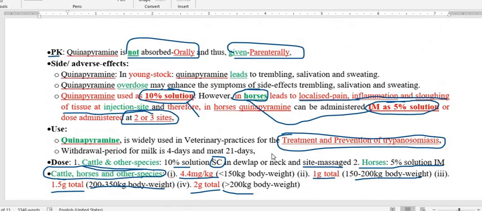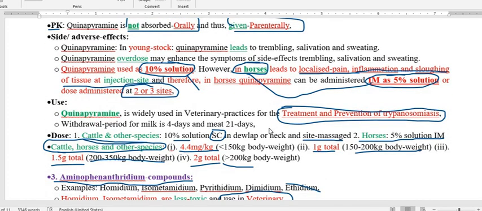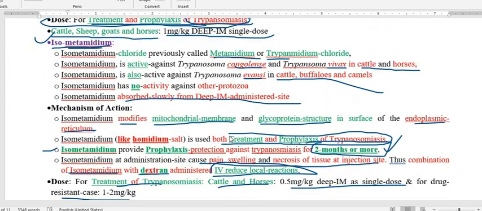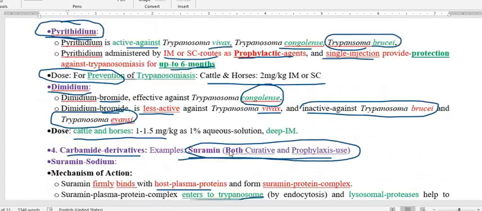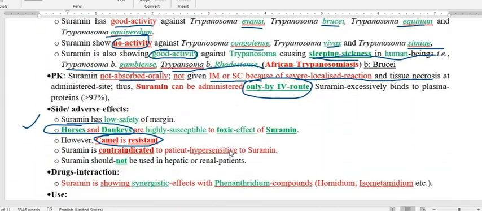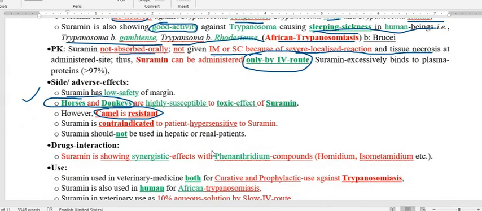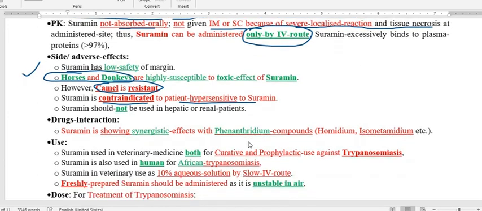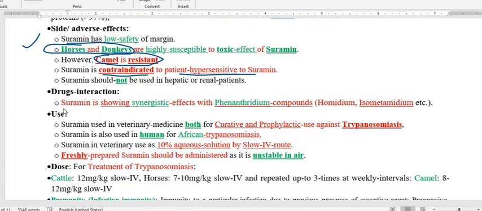As we have earlier seen, one drug that we have to use at 5% is quinapyramine. For horses, we have to use 5%, whereas suramin we have to be cautious with or not use for species like horses and donkey because they are highly susceptible or toxic to it, whereas camel is resistant to suramin. And the drug should not be administered in suramin-sensitive patients.